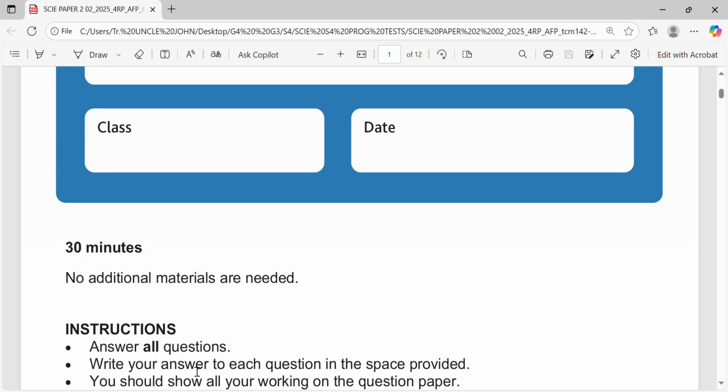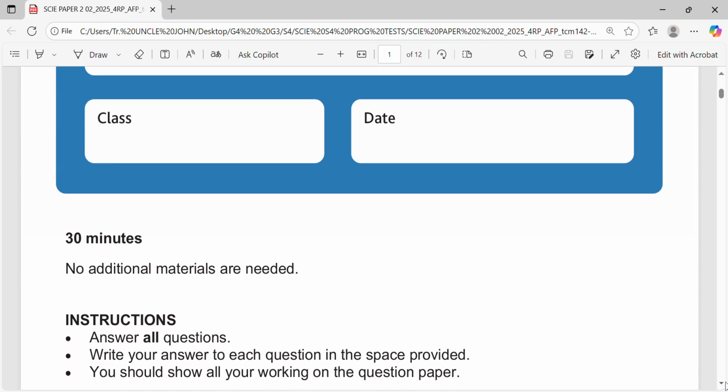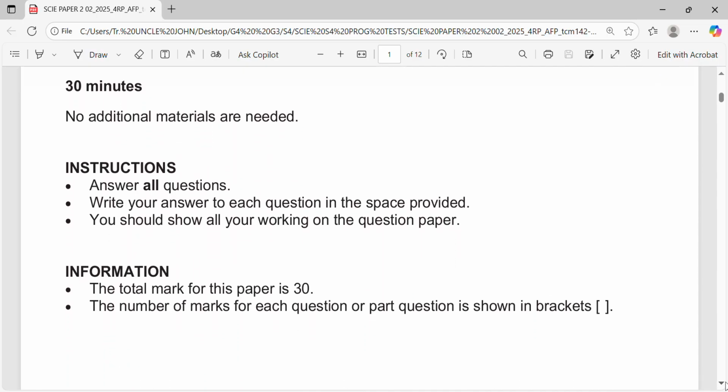These are instructions. You can read the instructions. Answer all questions. Write your answer to each question in the space provided. You should show all your working on the question paper. The total mark for this paper is 30. The number of marks for each question or part question is shown in brackets.